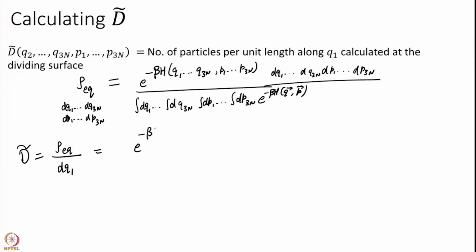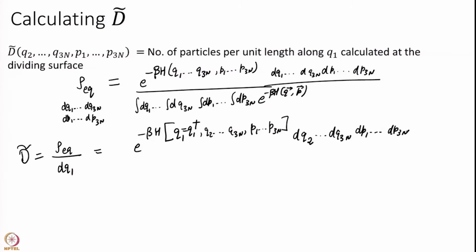So I eventually get, and I set Q1 equal to Q1 dagger. So again I am calculating this d tilde at the transition state, and the transition state is specified when Q1 is equal to Q1 dagger, when the reaction coordinate corresponds to the transition state geometry. Q3n, P1 to P3n, dQ1 disappears and I get dQ2 to dQ3n, dP1 to dP3n divided by this big integral.